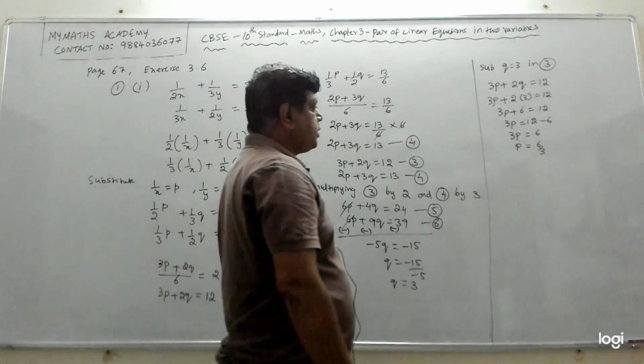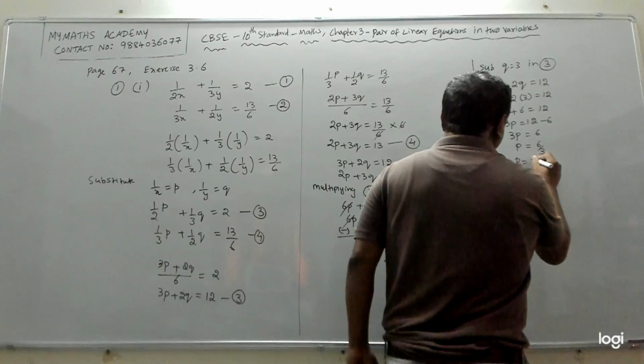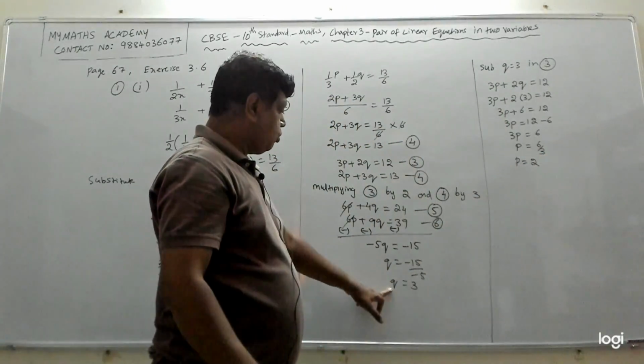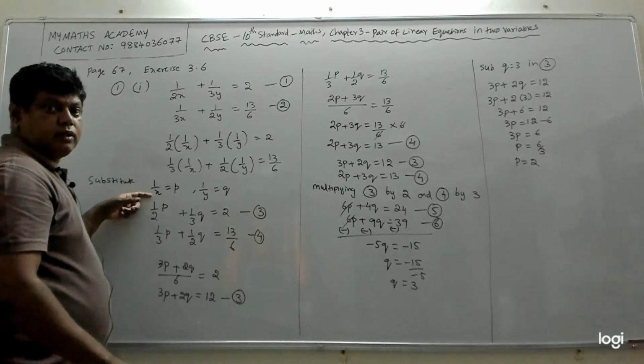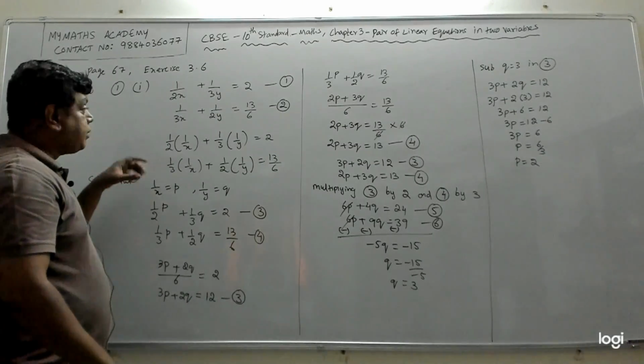P is equal to 6 by 3, which means p is equal to 2. So what we have got? We have got the value of q. We have got the value of p. Now we should find the value of x and y. Ultimately we have to find the value of x and y.